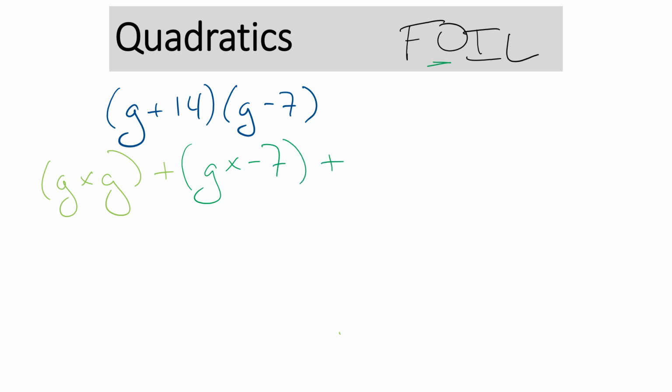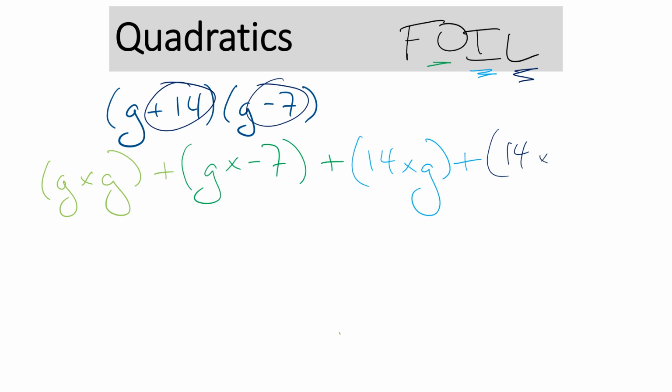Adding the next term. What are our insides? 14 and G. So 14 times G, close the brackets, add the next thing. That's our lasts, right? Our lasts are 14 and negative 7. So 14 times negative 7 equals. Right, so now we've done all that.